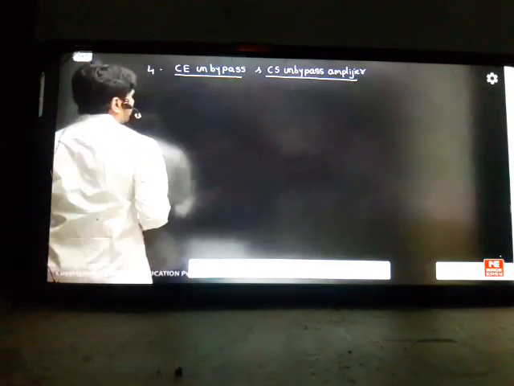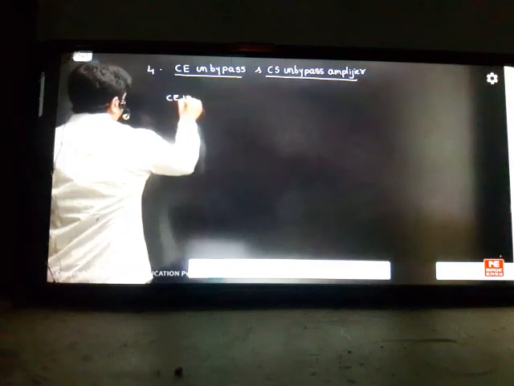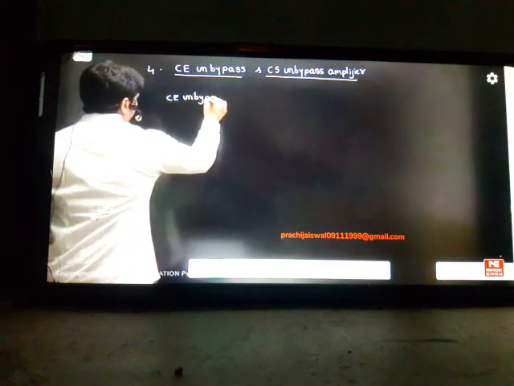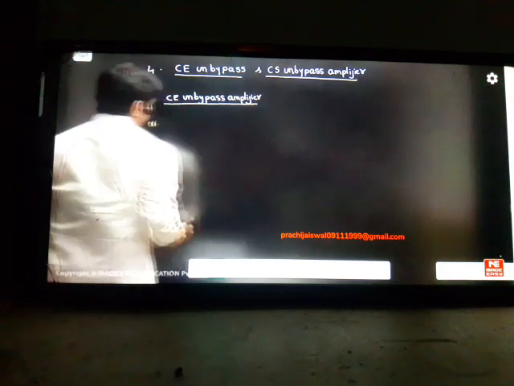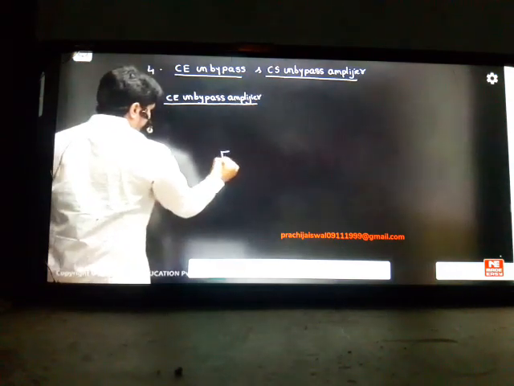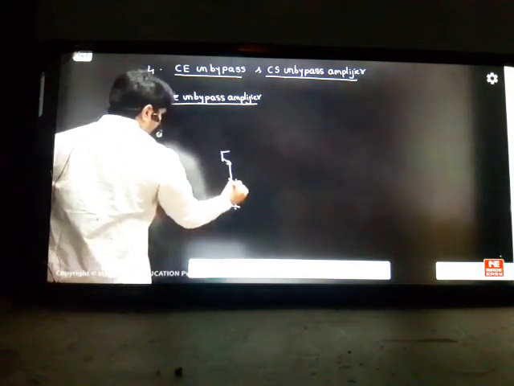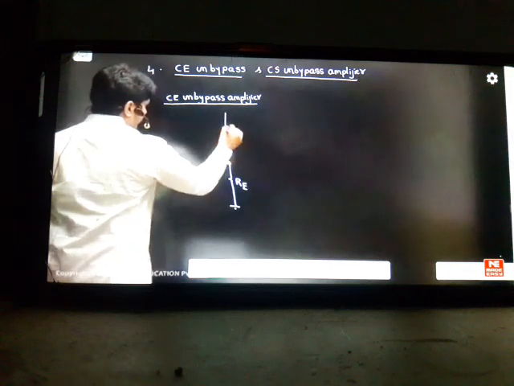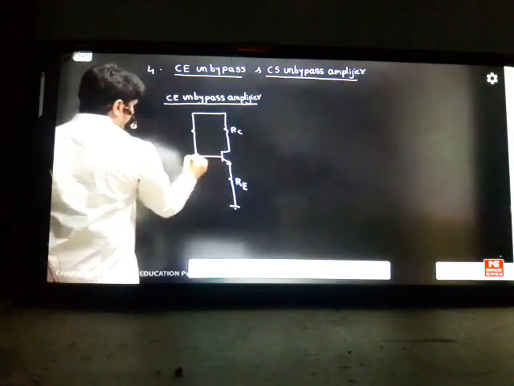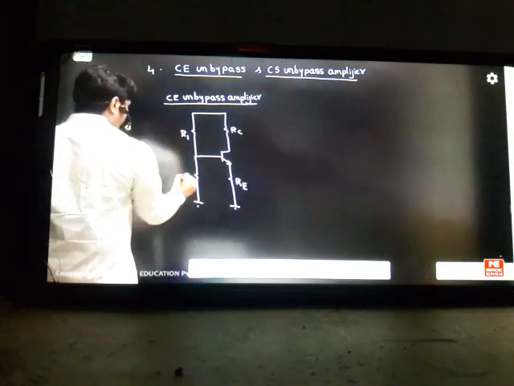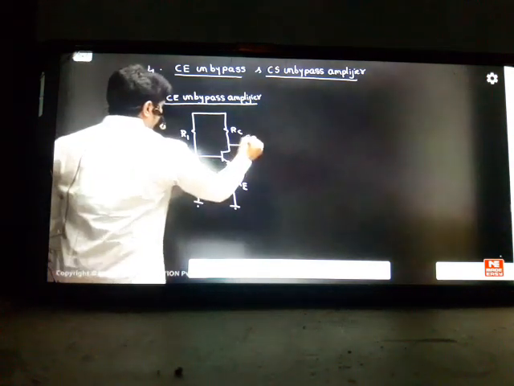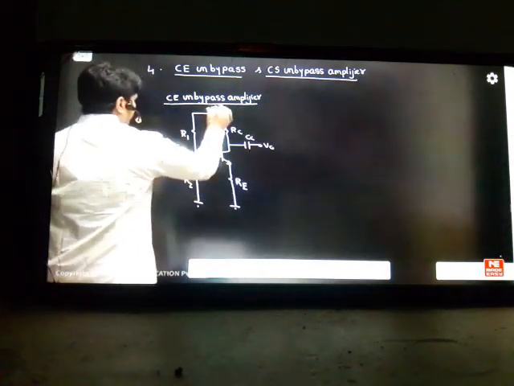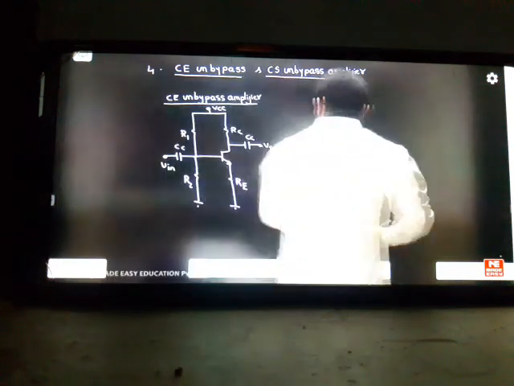So common emitter unbypassed. How to write? Common emitter unbypassed amplifier. What is the difference between the previous topic and the present topic? You can see the bypass and unbypassed difference. Here we have RE, we have RC, we have divider R1 R2 as a biasing circuit, coupling capacitor CC1, you have VIN, and we have coupling capacitor CC2 and V0. This is VCC. So one thing you can observe clearly, what is the difference? You can see in the diagram.